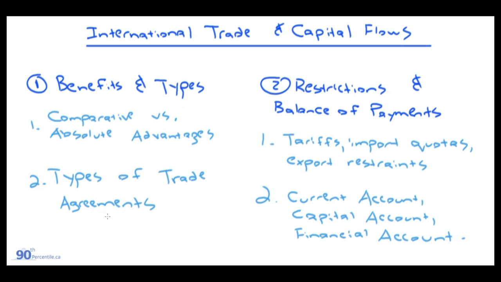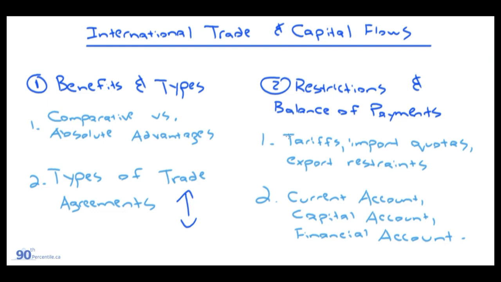They can be simple agreements between one or two countries. They can be, all the way at the other end, a country that is a monetary union that not only has coordinated economic policies but also shares the same currency. But we'll go over the spectrum of these different trade agreements and describe all of them. And then moving on, we're also going to be talking about restrictions of international trade and the balance of payments.